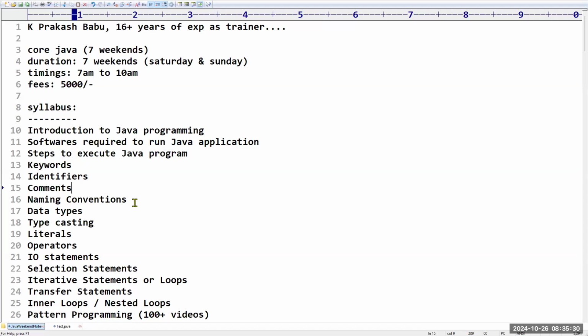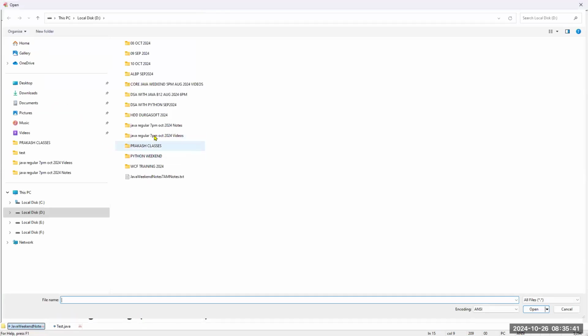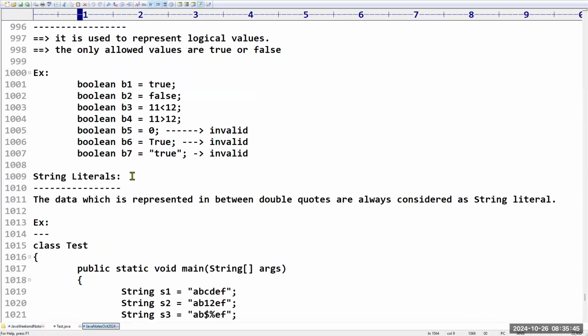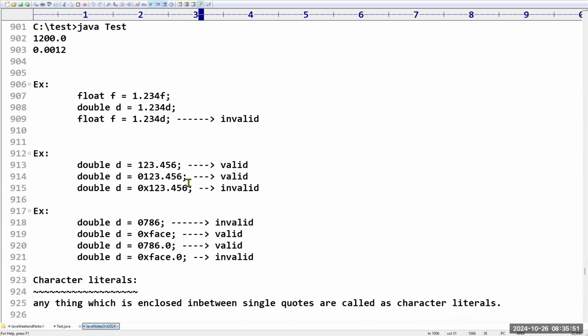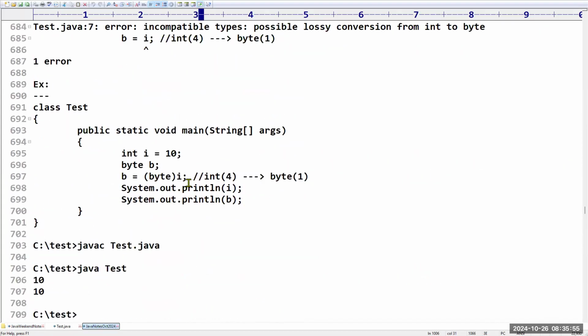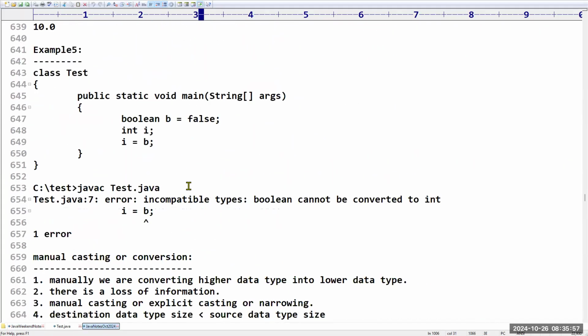Sir, one more thing: in the running notes, whenever you write any program, you will copy and paste it there too? Yes, in the running notes everything will be there. If you want, I will show you one regular batch's notes. You can see, everything, including input and output, is available in a clear format. Okay, thank you, sir.